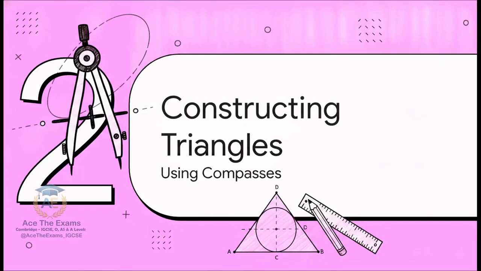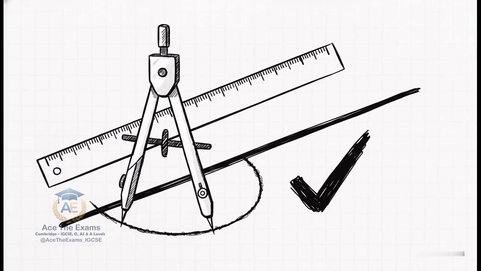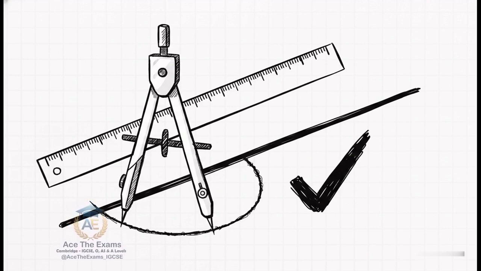All right, moving right along to Section 2, constructing triangles with compasses. Now we're upgrading from just measuring lines to actually engineering perfect geometric figures from scratch. Welcome to high-stakes geometrical constructions. If you want maximum marks, there are strict rules of engagement.